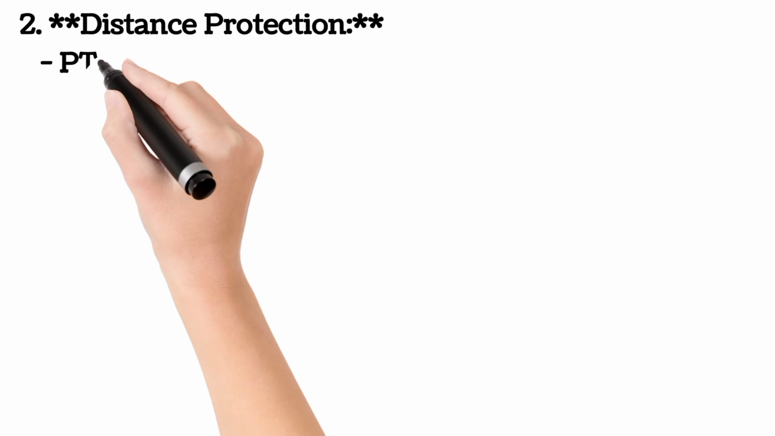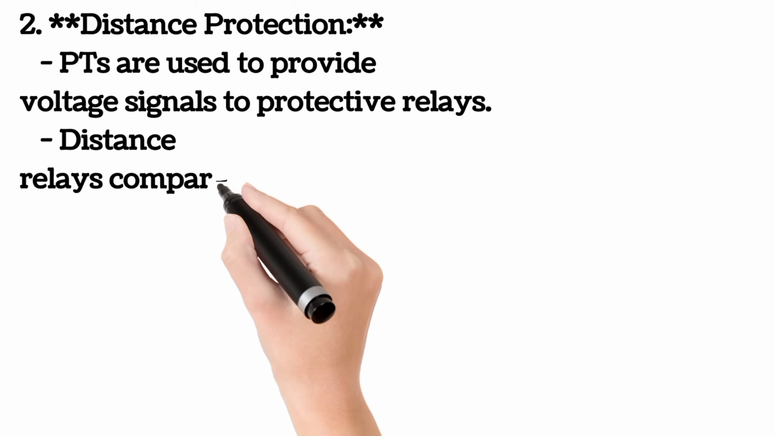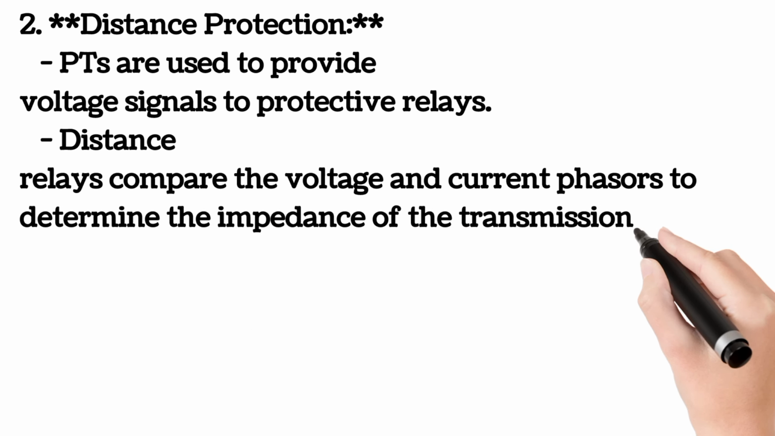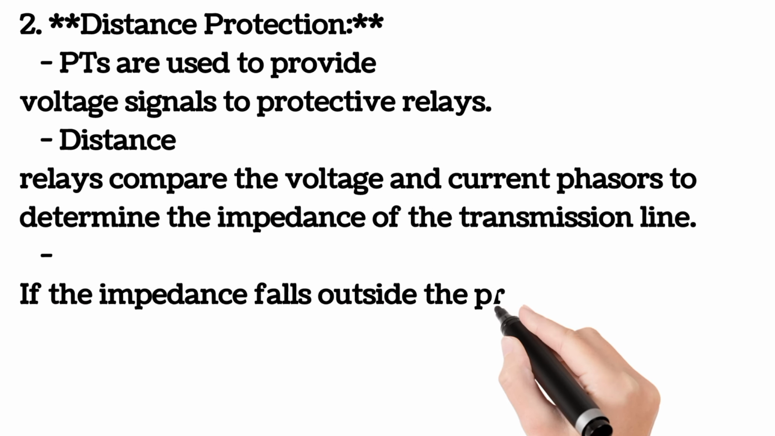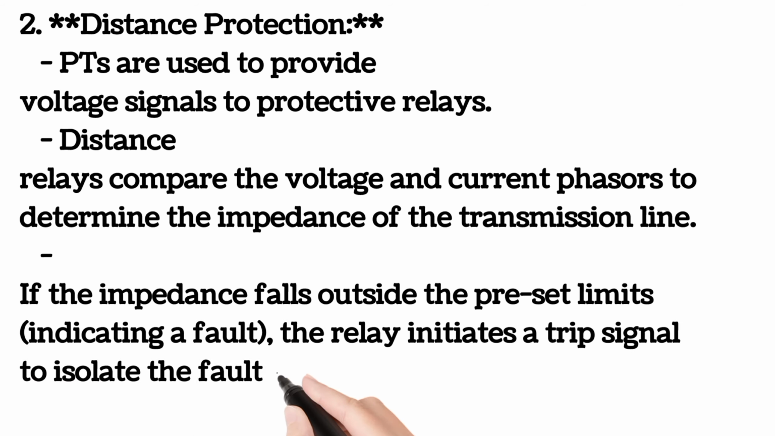2. Distance protection. PTs are used to provide voltage signals to protective relays. Distance relays compare the voltage and current phasors to determine the impedance of the transmission line. If the impedance falls outside the preset limits, indicating a fault, the relay initiates a trip signal to isolate the faulted section of the line.